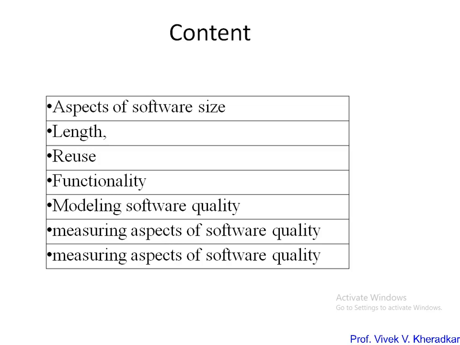There are different ways to measure the size of any development product. We will see the different aspects of software size: length, reuse, and functionality. Then we will see how to model software quality and how we measure it, which is an external attribute.